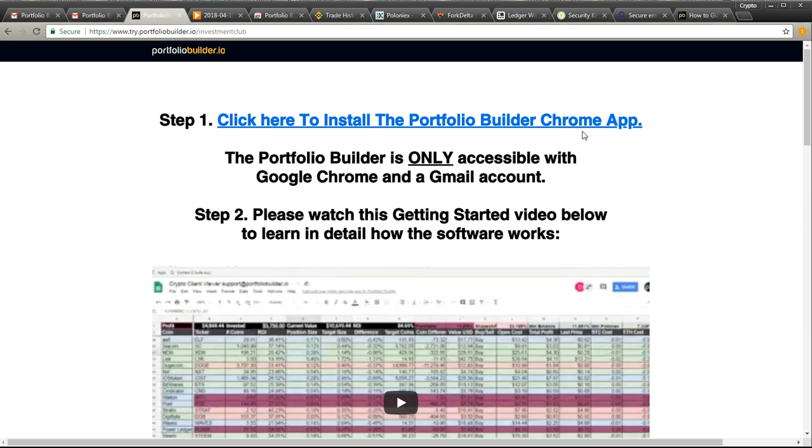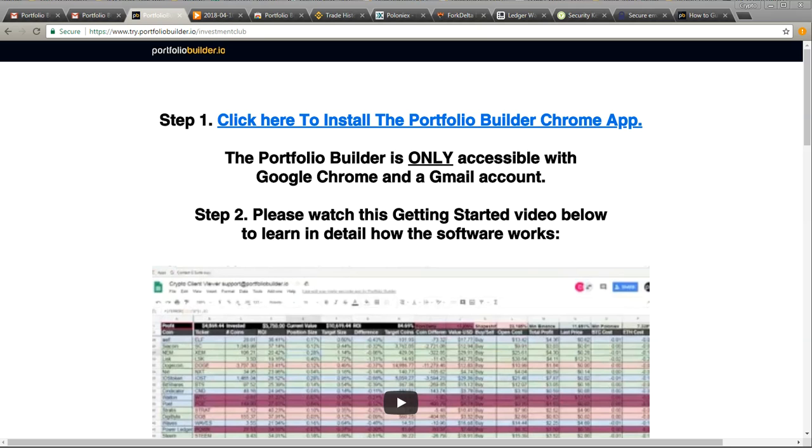So the first step is going to be installing the Portfolio Builder Chrome app. It's important to note that the Portfolio Builder software only works with the Google Chrome web browser and a Gmail account. Now you can register specific emails to G Suite, so that works as well. But the entire system is designed on the Gmail spreadsheet platform and the Google Chrome browser platform.